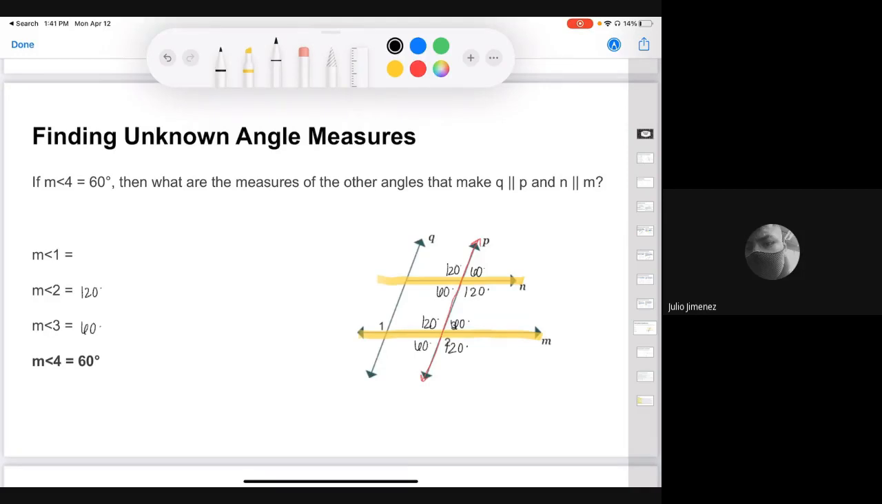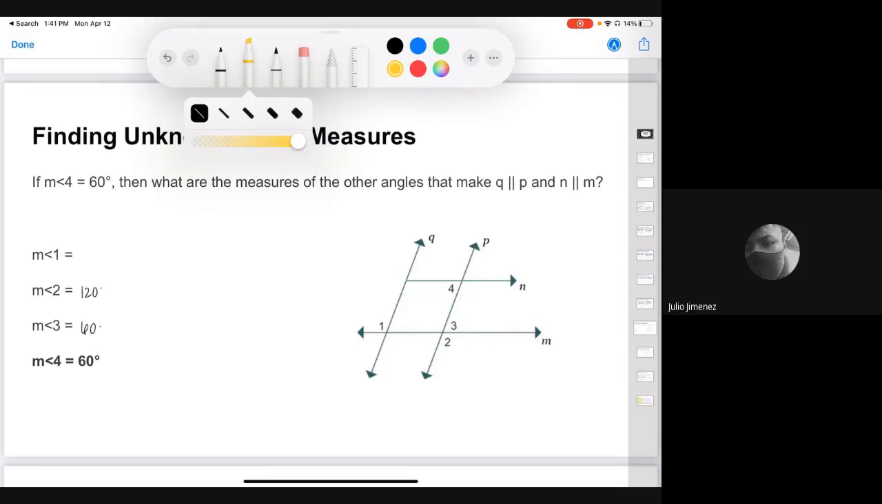So basically, because the lines are parallel, I'm able to use my different theorems to solve for that missing angle. Now, what about angle 1? How do I solve for angle 1? Well, I'll just do this.